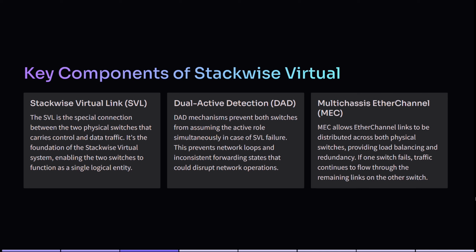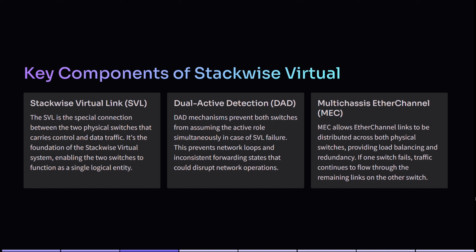Key components of StackWise Virtual. StackWise Virtual Link, SVL. The SVL is the special connection between the two physical switches that carries control and data traffic. It's the foundation of the StackWise Virtual system, enabling the two switches to function as a single logical entity.